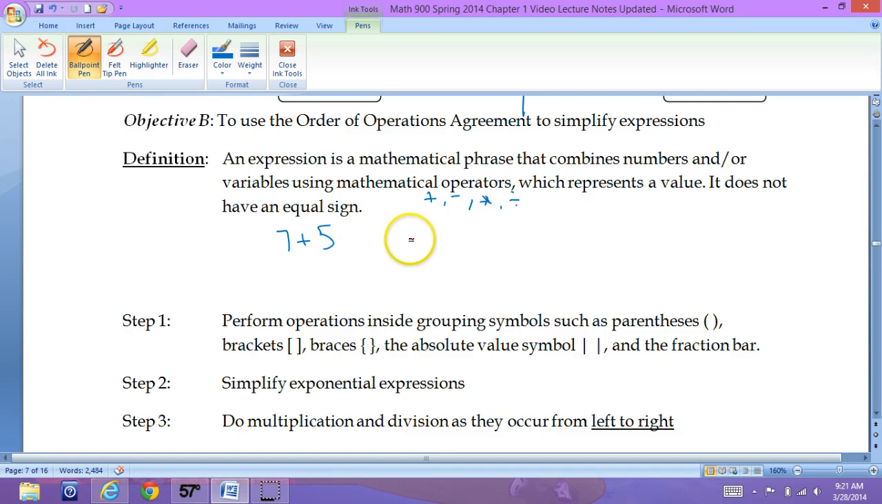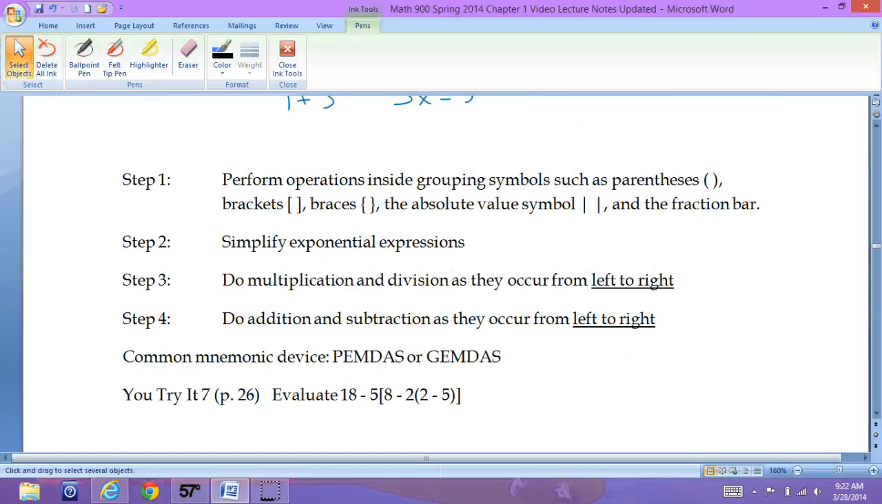And even the fraction bar and parentheses and all those that help group things can be considered that. So we can also say, which we're going to look at later, 3x minus 5. That's also an expression because it has numbers and variables. So those are just straightforward examples of what an expression can look like. So GEMDAS or PEMDAS, however you want to refer to it. Step 1 is perform operations inside the grouping symbols, and that's why I think some parts of the educational system have moved to calling it GEMDAS, because we want to talk about grouping symbols.